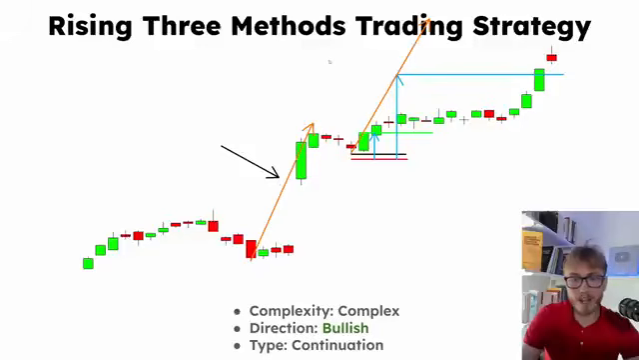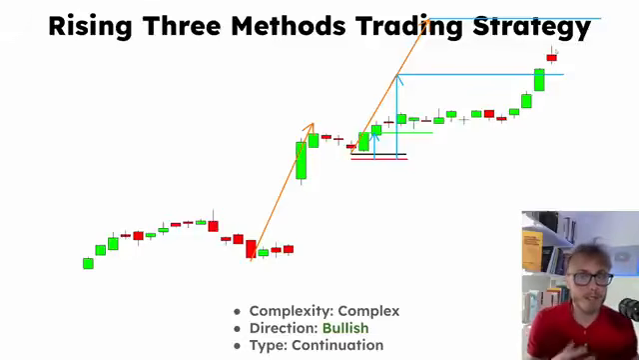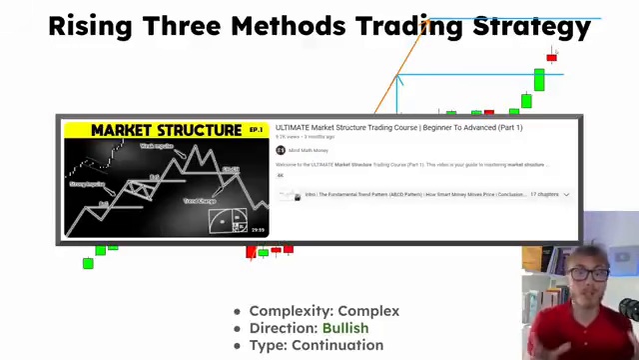So the length of this arrow and this arrow should be the same length. And then we take our target all the way up here. This method is called the 100% measured move, and I talk more about that in our market structure trading course here on the channel.